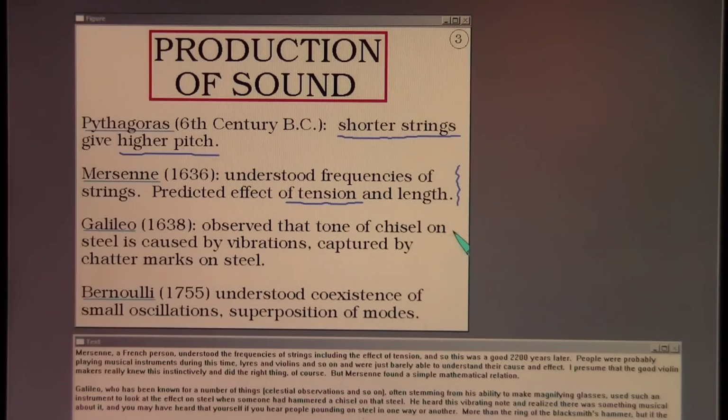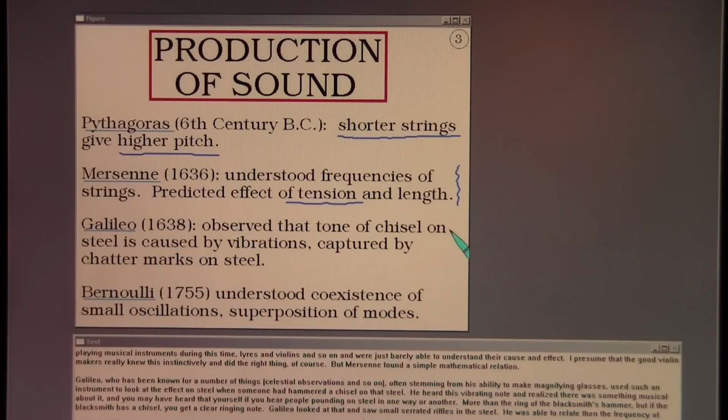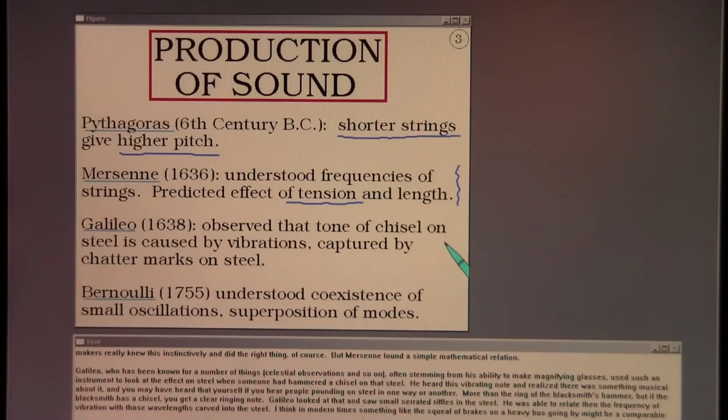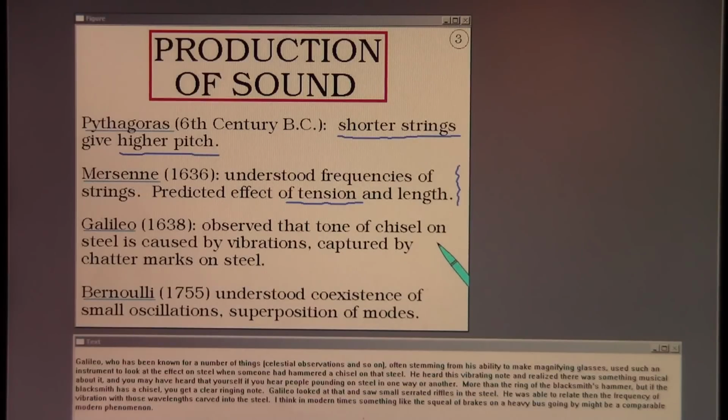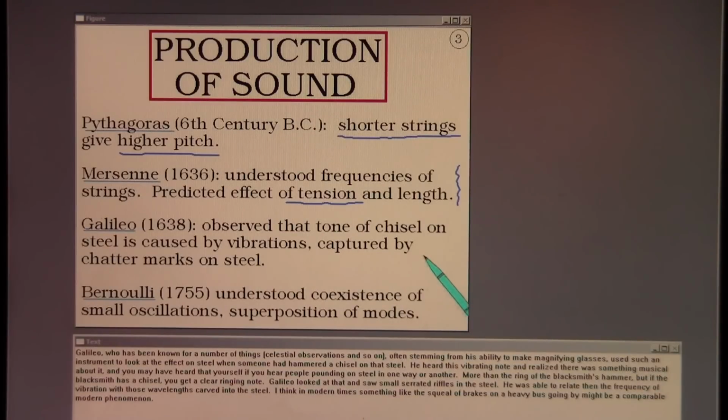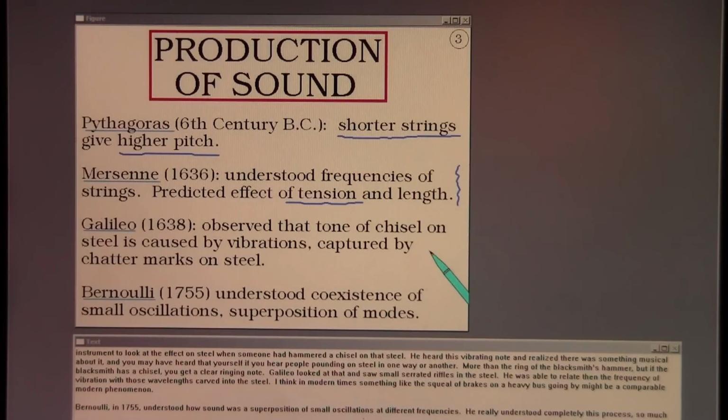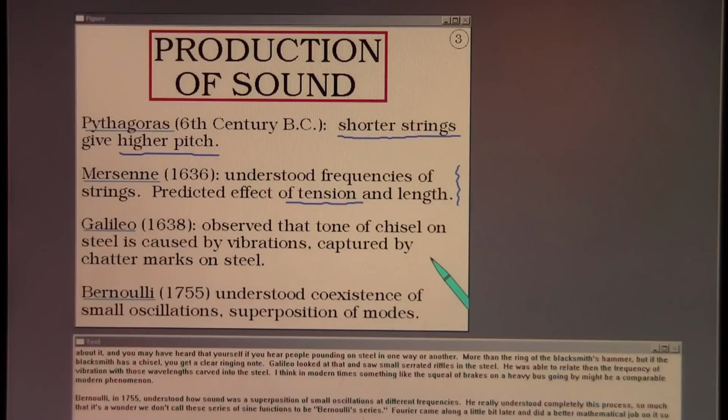Galileo, who has been known for a number of things, celestial observations and so on, often stemming from his ability to make magnifying glasses, used such an instrument to look at the effect on steel when someone had hammered a chisel on that steel, and he heard this vibrating note and realized there was something musical about it. And you may have heard that yourself if you hear people pounding on steel in one way or another, more than the ring of the blacksmith's hammer. But if the blacksmith has a chisel, you get a kind of a clear ringing note. And Galileo looked at that and saw small serrated riffles in the steel, and he was able to relate then the frequency of vibration with those wavelengths carved into the steel. I think in modern times something like the squeal of brakes on a heavy bus going by might be a comparable modern phenomenon.